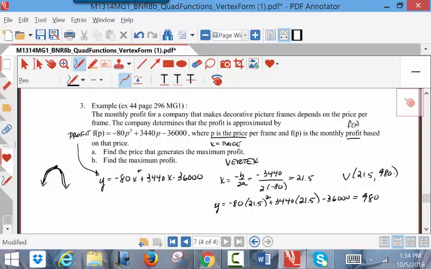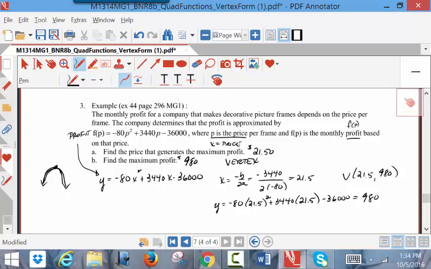So what are the answers? Find the price that generates the maximum profit. What is the price of the picture frame? $21.50. So $21.50 is what the price tag should be on the picture frame to maximize his profit. If he makes too many frames, maybe his price of materials outweighs the price he's going to get when he makes the profit. What is the money he's going to make when he sells those frames?